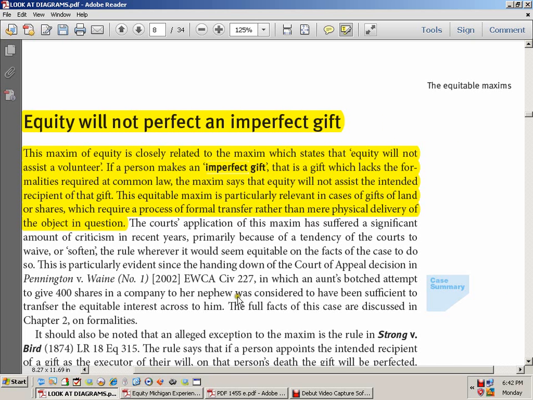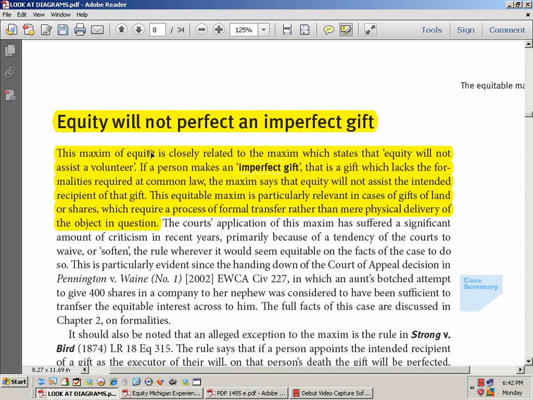Equity will not perfect an imperfect gift. This maxim of equity is closely related to the maxim that states equity will not assist a volunteer. If a person makes an imperfect gift, that is a gift which lacks the formality required at common law, the maxim says equity will not assist the intended recipient of that gift. This equitable maxim is particularly relevant in case of gifts of land or shares which require a process of formal transfer rather than mere physical delivery of the object in question. Again, right? Deed of trust. They haven't signed it. Imperfect gift. That would be if it hasn't been done lawfully, right? So not enough witnesses, something like that.